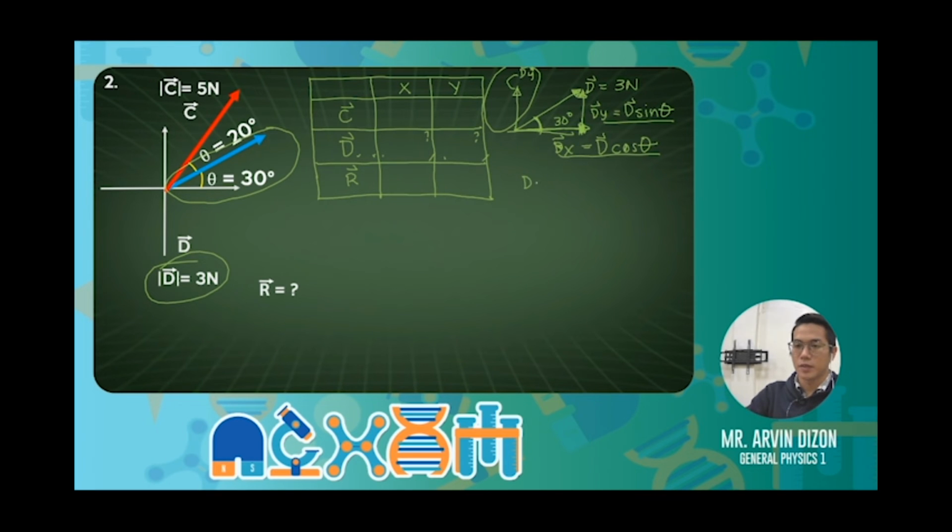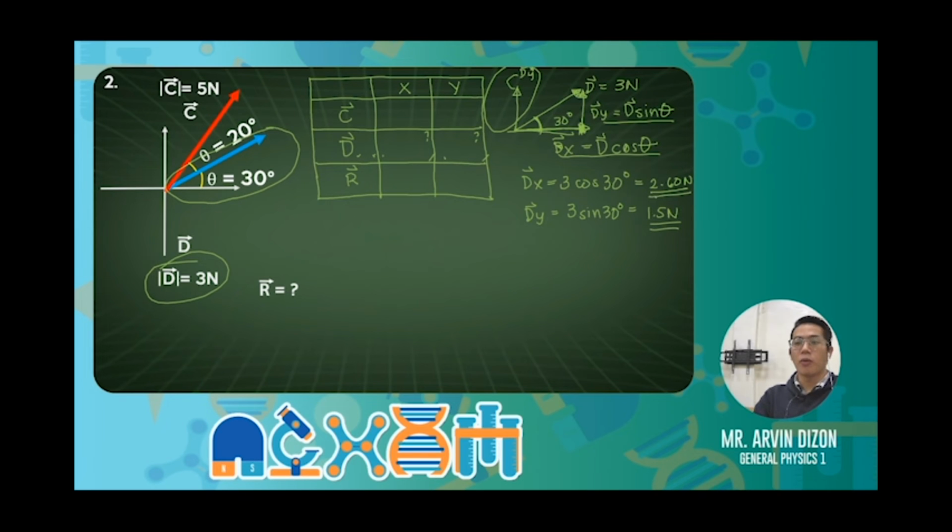So let's try. Let's start first with dx is equal to d, that is a value of 3 cosine 30 degrees. The answer there would be 2.60 newtons. That's the value of dx. Meanwhile, dy, that would also be 3, but it will now be sine 30 degrees. Solving that, that will be 1.5 Newton.